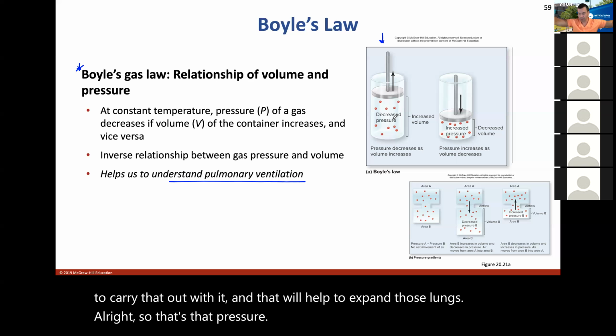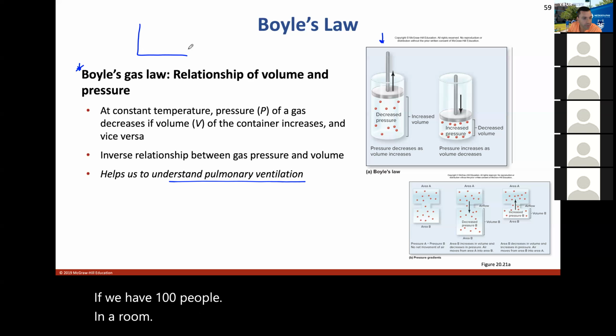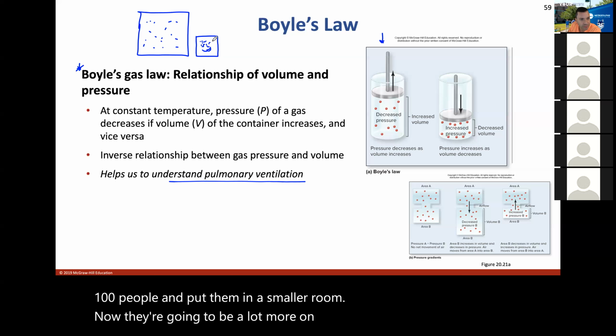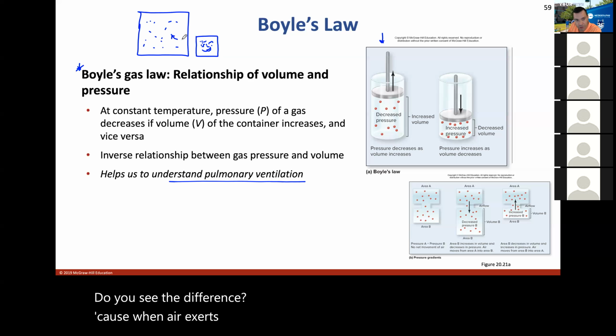But think of it like this. If we have 100 people in a room this big, you could easily space out. But if I take those same 100 people and put them in a smaller room, now they're going to be a lot more on top of each other. Do you see the difference? Because when air exerts a force, that force is a pressure.